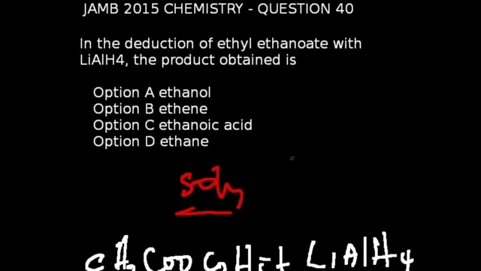Question number 40, JAMB 2015 chemistry. In the reduction of ethyl ethanoate with lithium aluminum hydride, the product obtained is. The first thing I want us to do in trying to solve this problem is to write down the equation of the reaction.